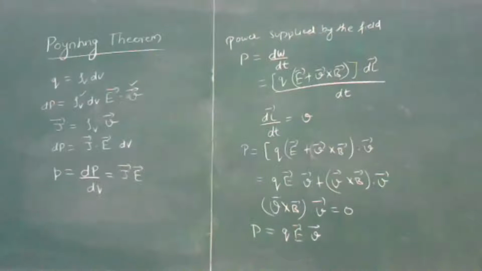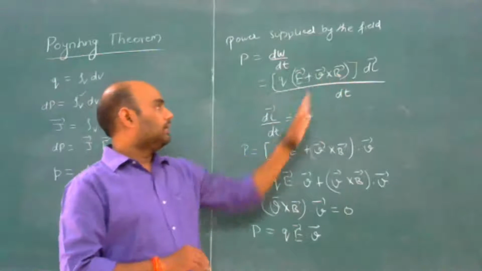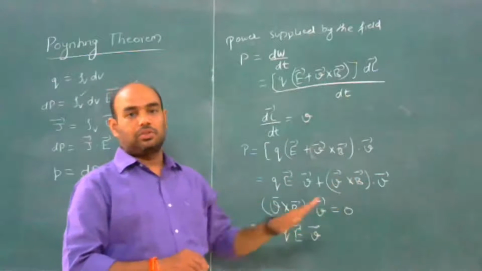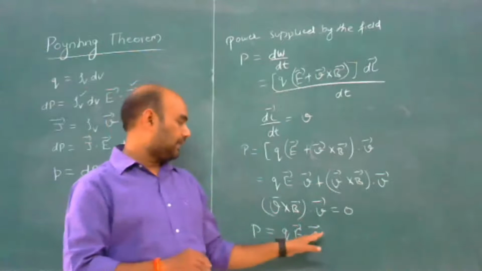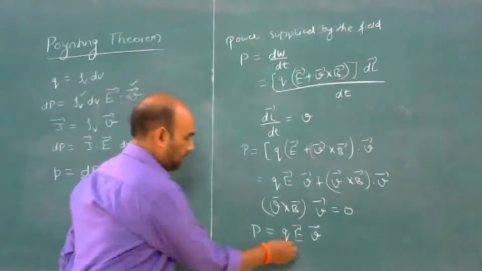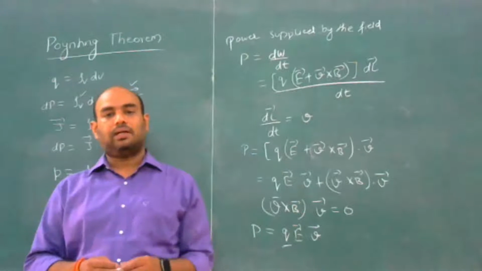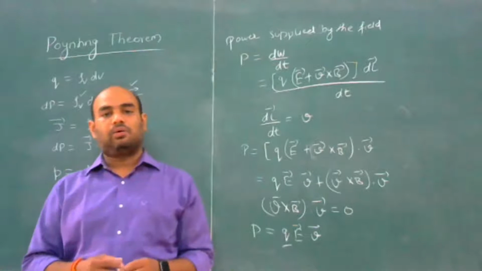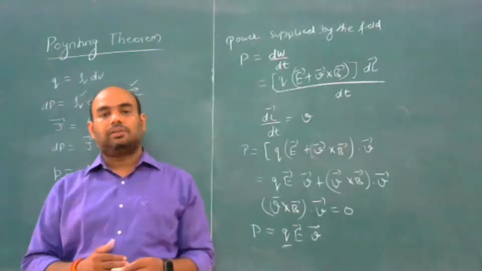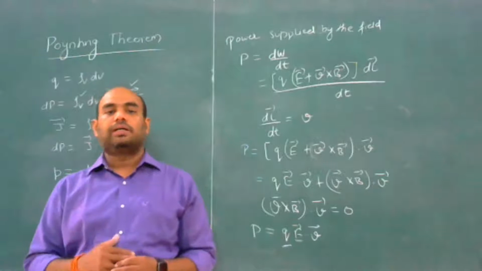So one thing is clear: in moving a point charge, the power supplied by the time varying magnetic field is zero. Only the electric field intensity is there, which provides power to this moving charged particle Q. To obtain a similar expression for the static field on the basis of conservation of energy, we have to now, so this is true for time varying fields.